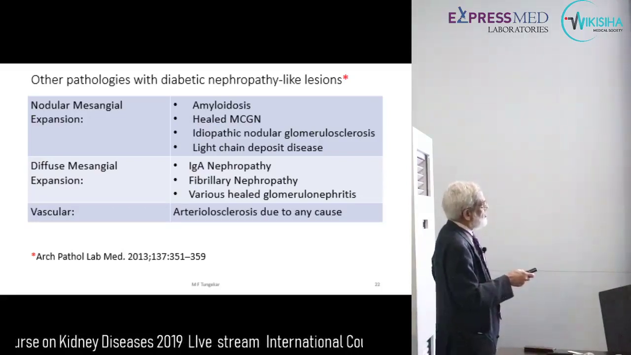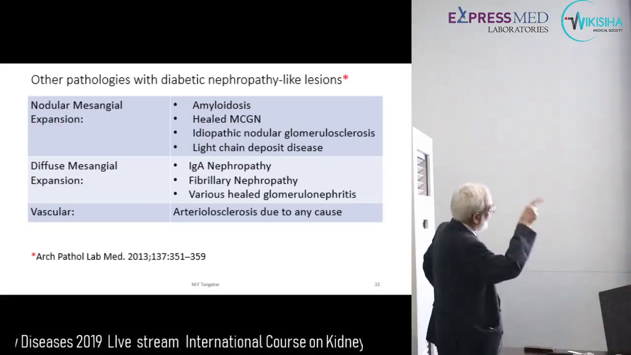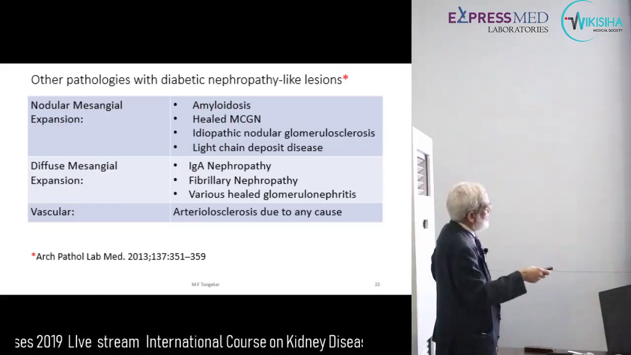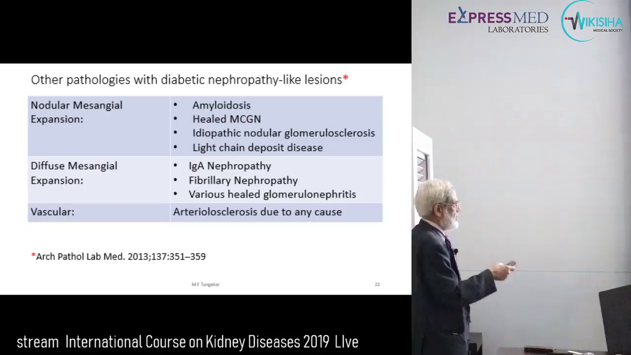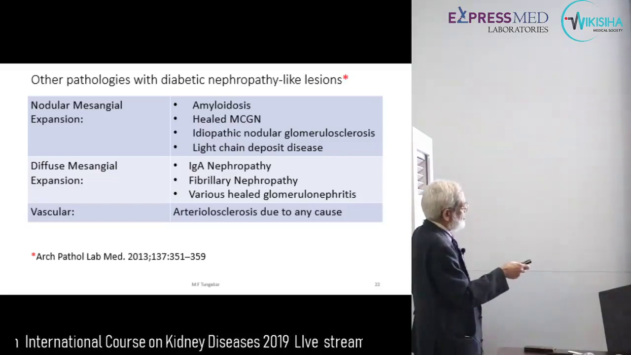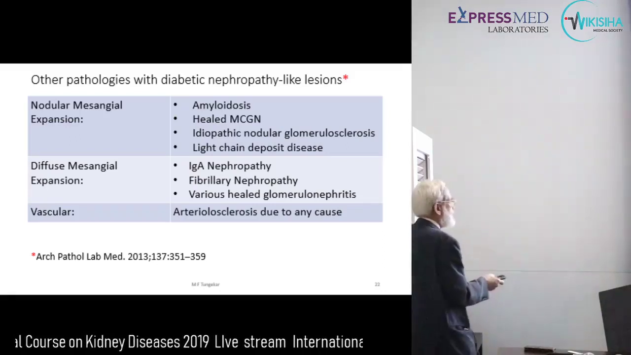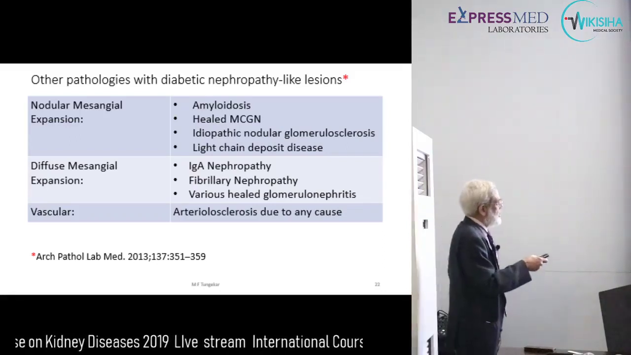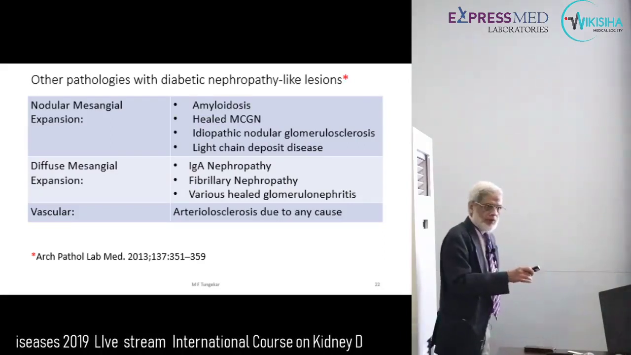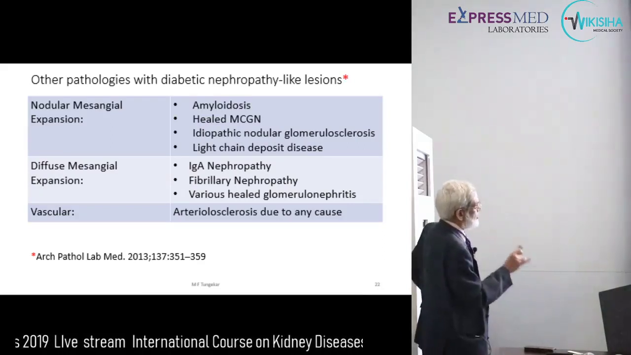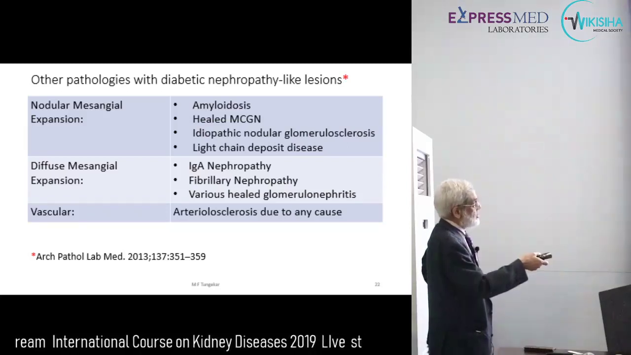Healed MCGN. MCGN has a lobulated profile. When it heals, it can have central sclerosis, then can produce nodules, but it will still have some positivity for C3 and other immunoglobulins. This condition is not common: idiopathic nodular glomerulosclerosis, associated with hypertension and smokers, chronic heavy smokers. Looks exactly like diabetic glomerulus, exactly like nodular glomerulosclerosis, KW, except that there may not be any history of diabetes.